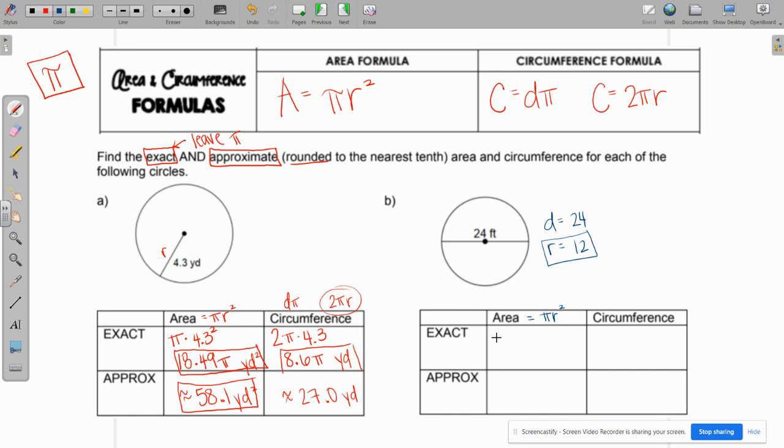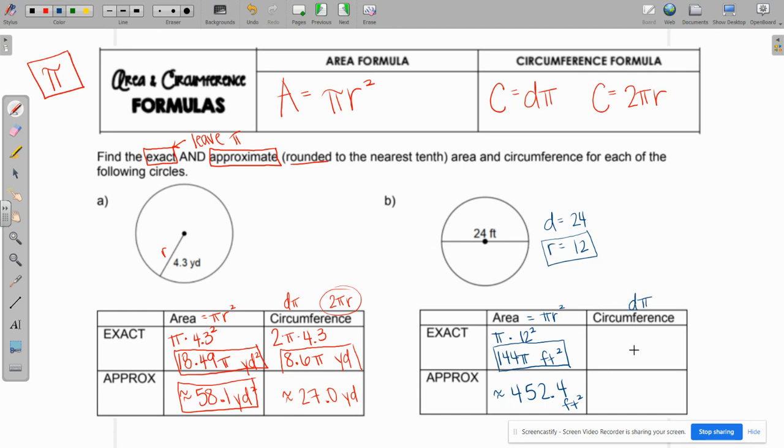So in this case, to get our exact answer, we would do pi times our radius, which is 12 squared. And we know 12 squared is 144. So 144 pi, and then this would be square feet. So this would be our exact answer. So then if we type in our calculator 144 times pi, then we would get approximately 452.4 square feet.